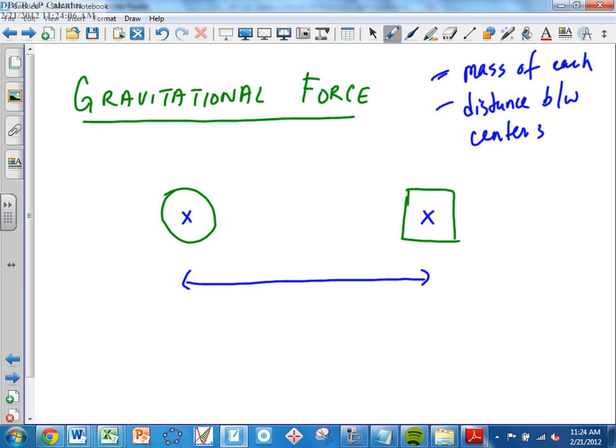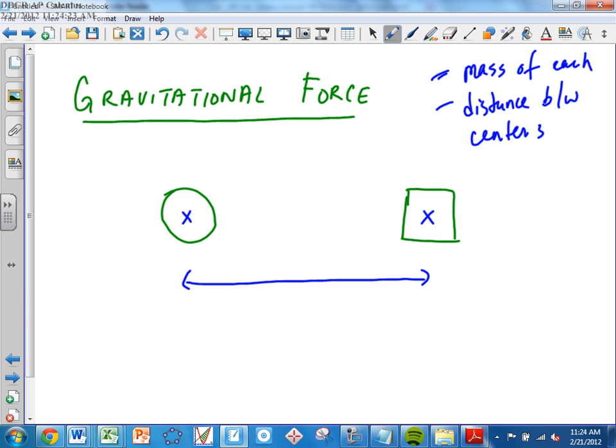So again, if we know the distance between the two centers, and we know the mass of each object, we can calculate the gravitational force. Now, you might ask, first of all, what are the units going to be on this? If it's a force, what are the units? Newtons. Very good, newtons. So we're going to have a newton as our answer.